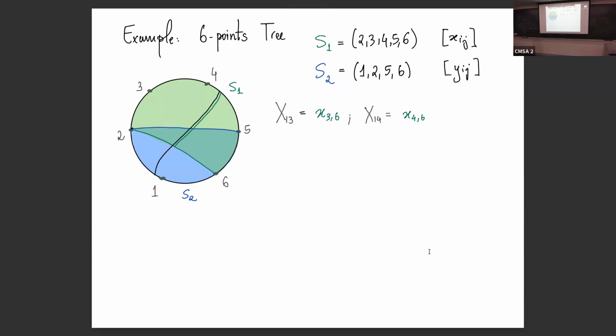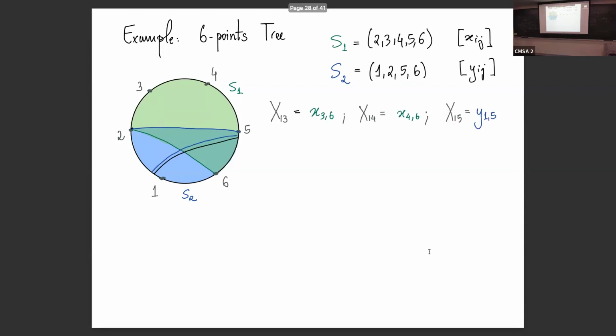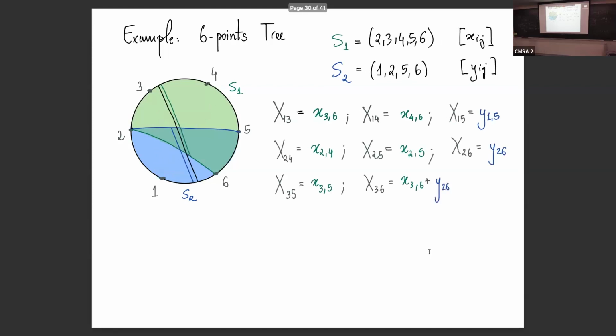Similarly, for 1,4, something completely analogous happens. It's still a boundary curve inside S2, but it's a non-boundary curve inside S1, which is just X46. Anyway, so if we keep doing this, X15 lives strictly inside. Anyway, that's a bit boring, but the more interesting curves are these ones. For example, now X36 crosses both surfaces.